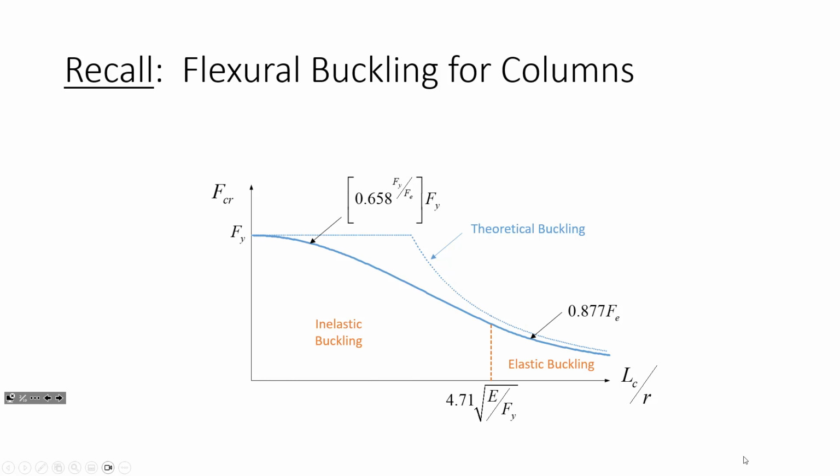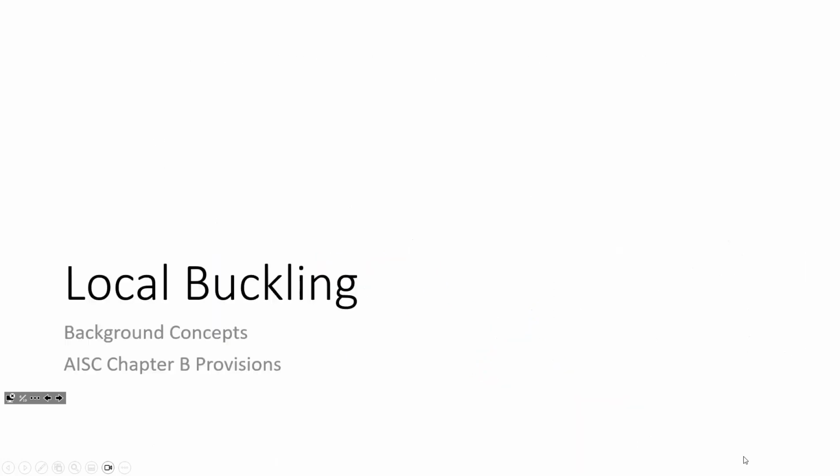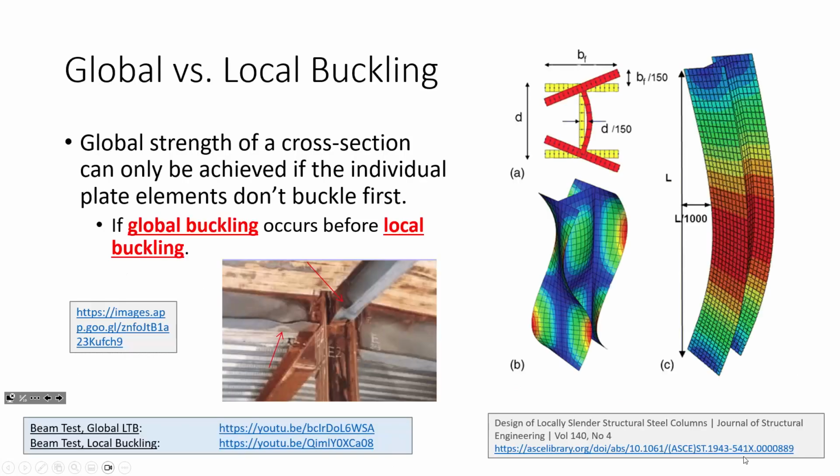Just to set the stage, and again, this whole week is about tying up loose ends. This is our expression for column buckling. This is the curve that we use to predict the capacity of columns. This is the curve that we use to predict the capacity of beams. Both of these curves assume that local buckling doesn't happen. And what is local buckling? This is local buckling, okay?